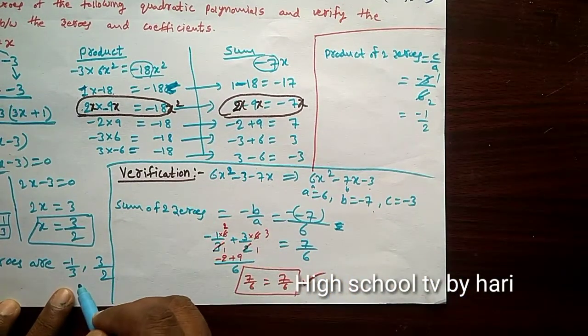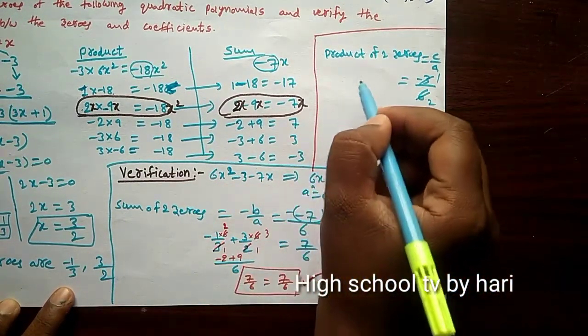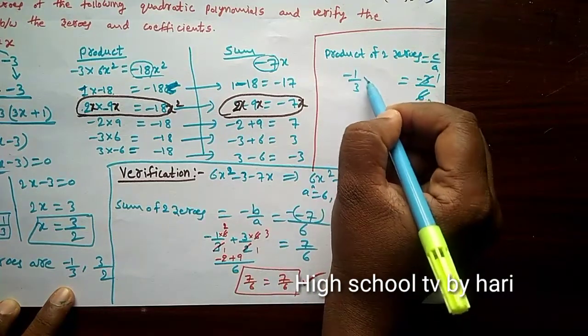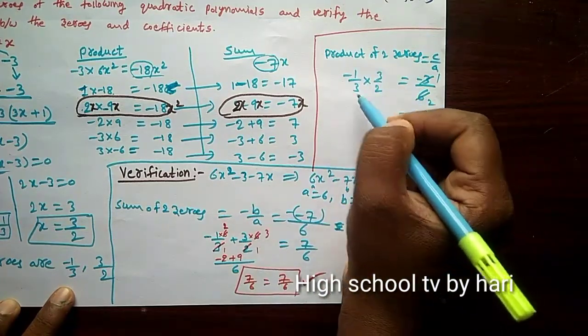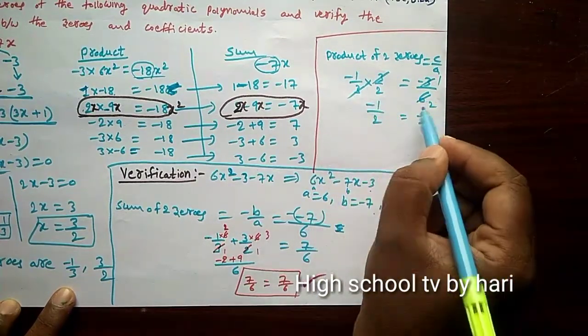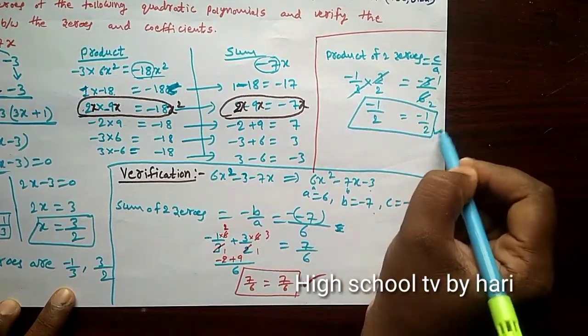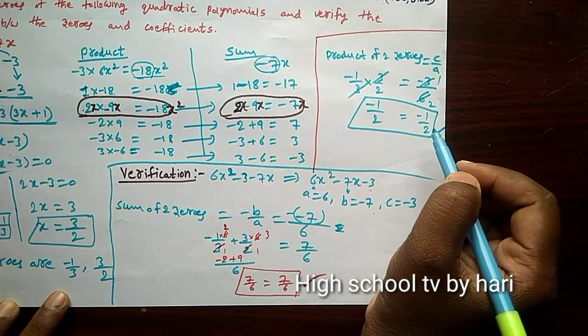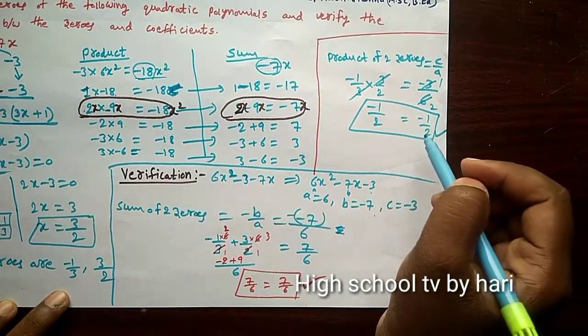By multiplying this, can we get this answer? Same multiplication, minus 1 by 3 into 3 by 2. Product of two zeros. 3 gets cancelled, remaining minus 1 by 2. Minus 1 by 2 is the answer, no? So LHS is equal to RHS. Product of two zeros also verified.